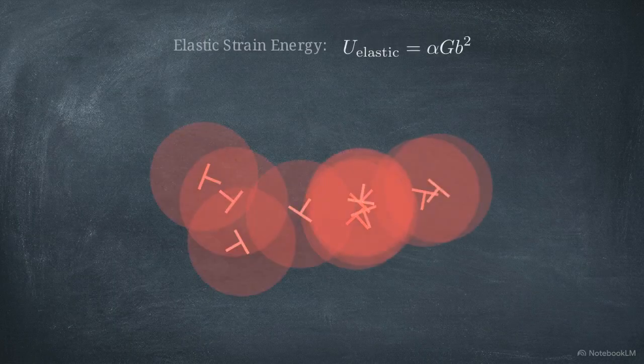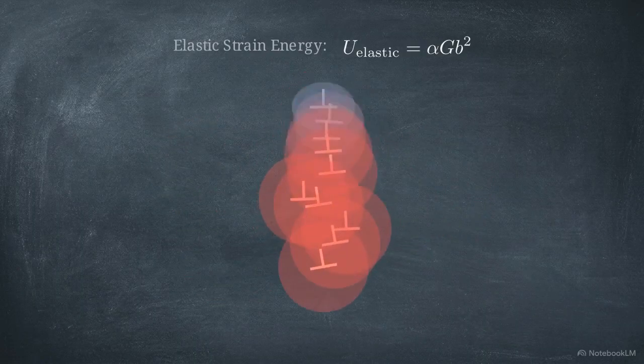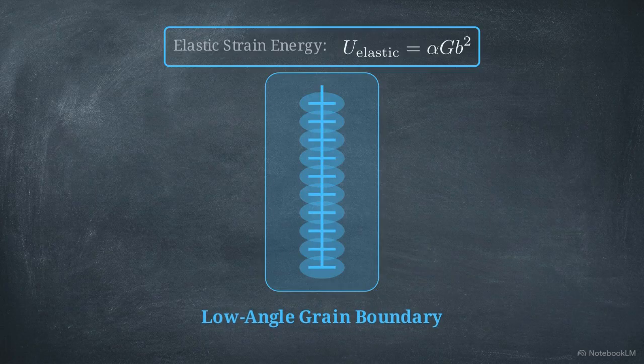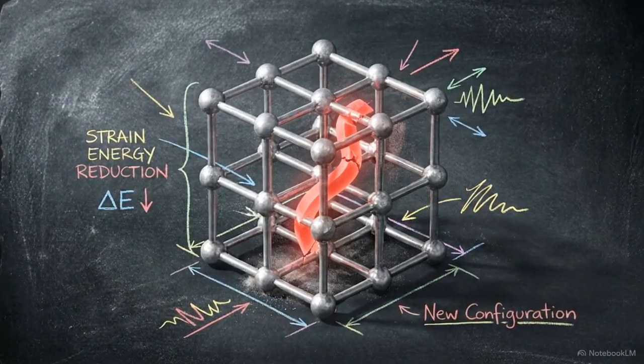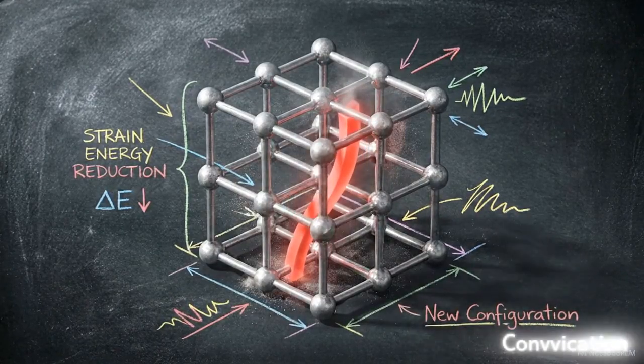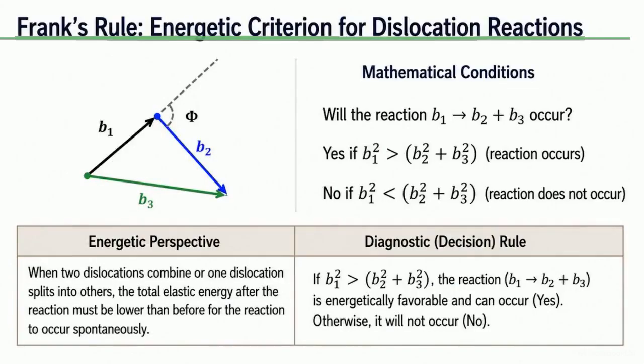Every complex dislocation behavior, from splitting apart to forming structural walls, is a physical attempt by the crystal to minimize this specific equation. This energy baseline leads to a practical consequence. A dislocation will alter its own geometry if doing so reduces its overall strain energy. We determine if a dislocation changes using Frank's rule.